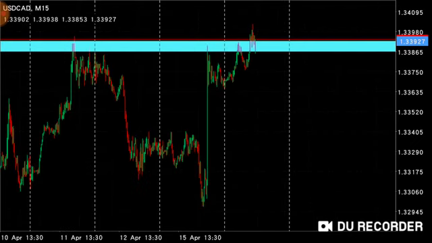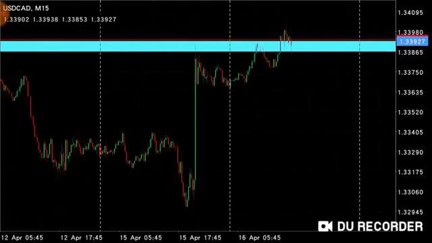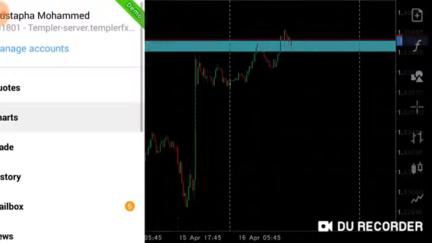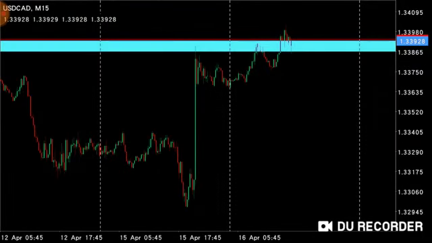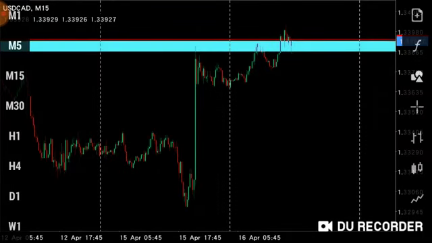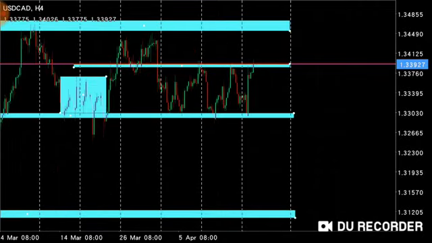Sawa, zikirudi back to our zone alafu zikafunga chini ya hiyo zone, we will take a selling position. And hiyo a selling position, we'll take a sell position kwa sababu this candlestick will retrace paka kufungia chini ya hii zone. So we will go short down to this zone hapa chini.